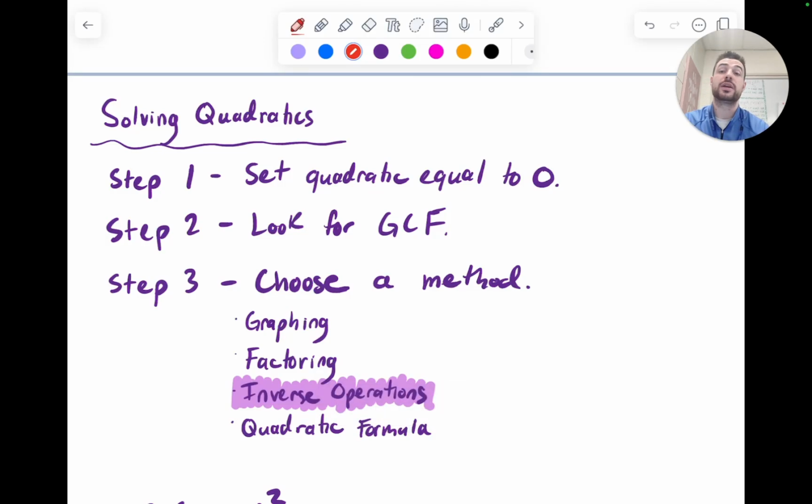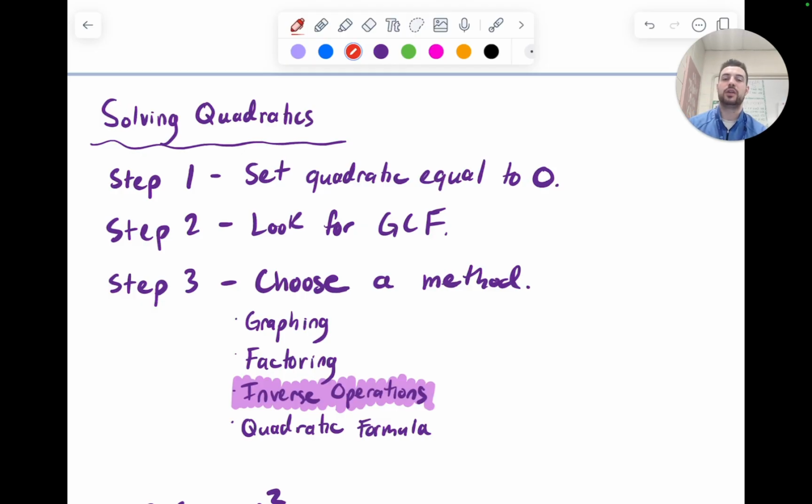Today what we're going to do is continue solving quadratic functions, but we are going to use a different method today, and that is going to be inverse operations. So our steps in solving quadratics are always the same. We first set it equal to 0, which means we're looking for those x-intercepts. We try to factor out a GCF if possible, and then we pick our method. Today, we are going to focus on inverse operations.